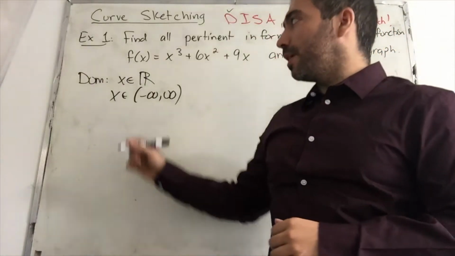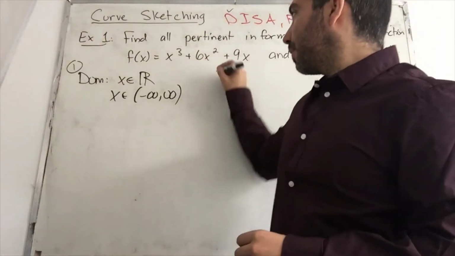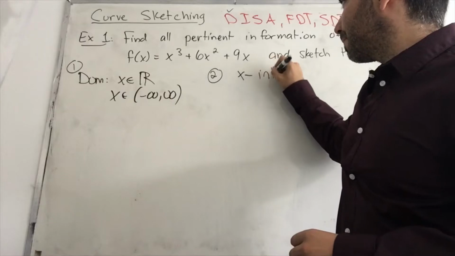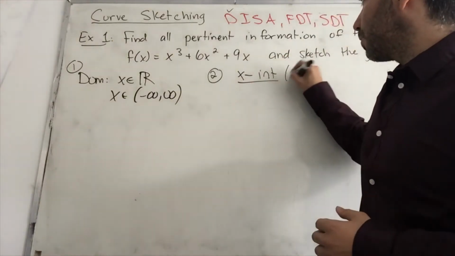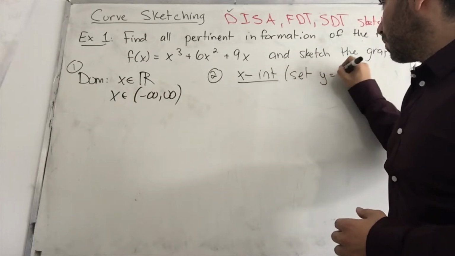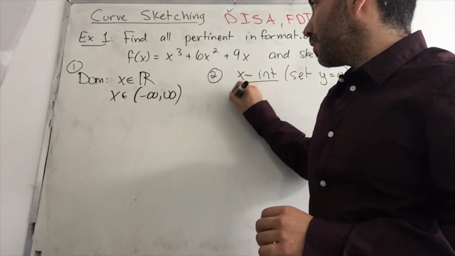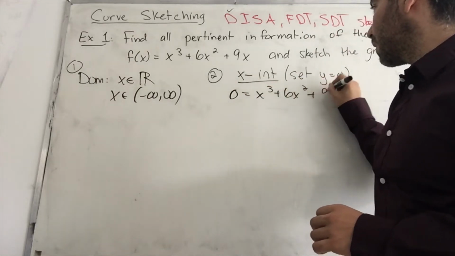Next, what we have to do is find the intercepts. So let's go ahead and do that too. Let's start off with the x-intercept. How do we solve for the x-intercept? Well, we know we have to set y equal to 0. So take the original function and replace your y with 0. This gives us 0 equals x cubed plus 6x squared plus 9x.